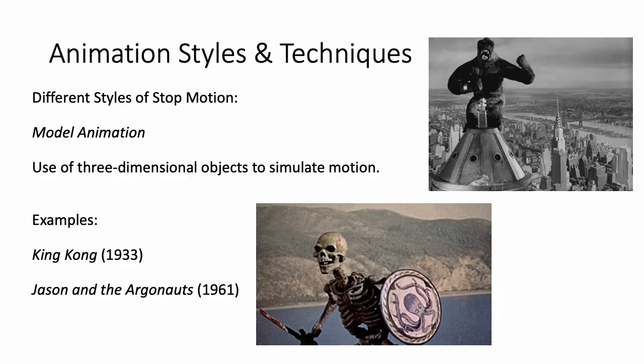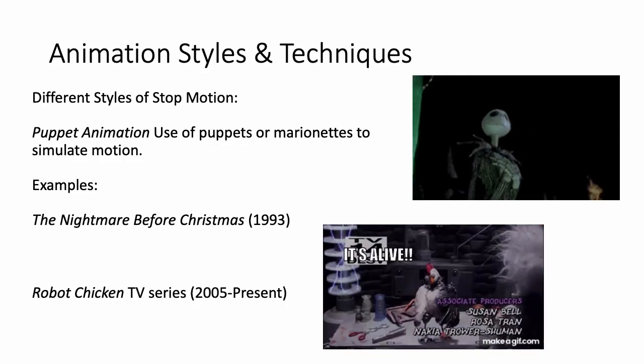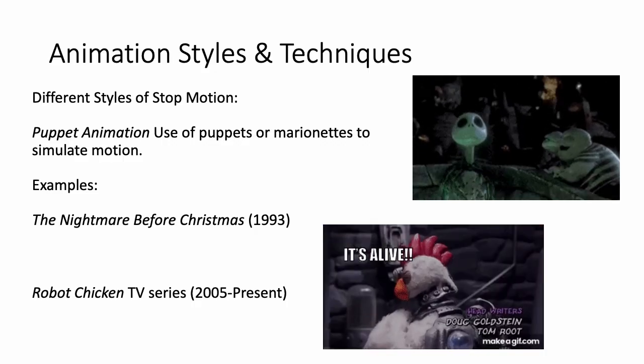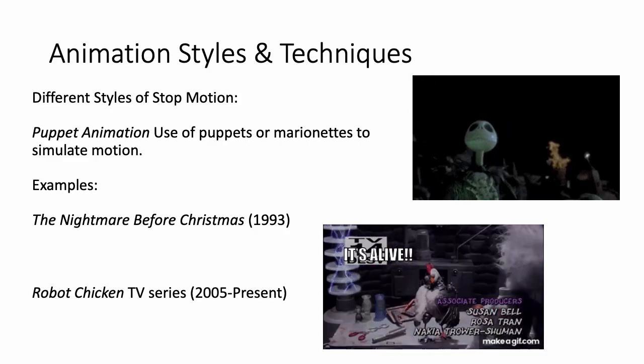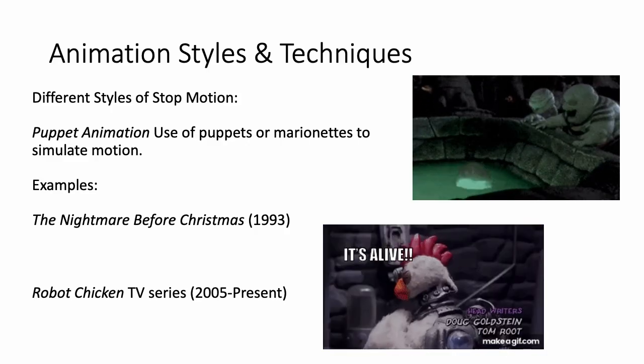Puppet animation is very similar to model animation, except it specifically used puppets or marionettes to simulate motion. Examples of this would be The Nightmare Before Christmas and the television series Robot Chicken.